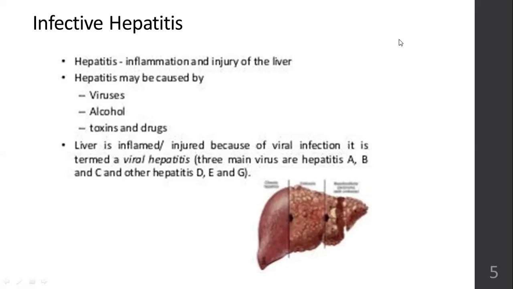Why injury? Because of internal injury, your liver is getting scarred. Scar tissue is forming there. So hepatitis means inflammation and injury of the liver, and it could be caused by virus, alcohol, toxins, and drugs. Infective hepatitis means it is viral hepatitis. Here the liver could be inflamed or injured because a virus has started attacking the healthy hepatocytes. So that is called viral hepatitis. The three main viruses that cause hepatitis are A, B, and C. The other types of hepatitis are D, E, and G.